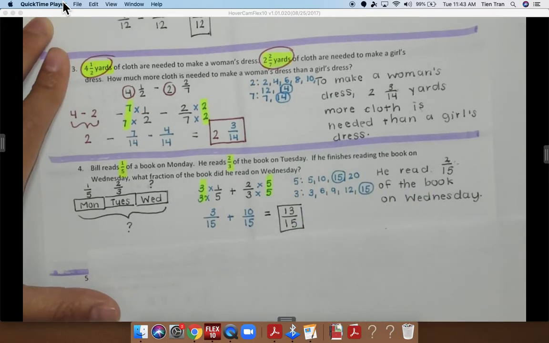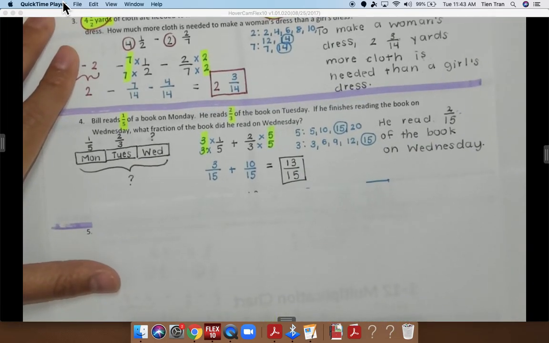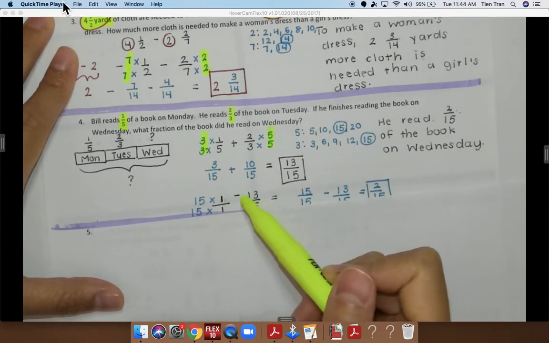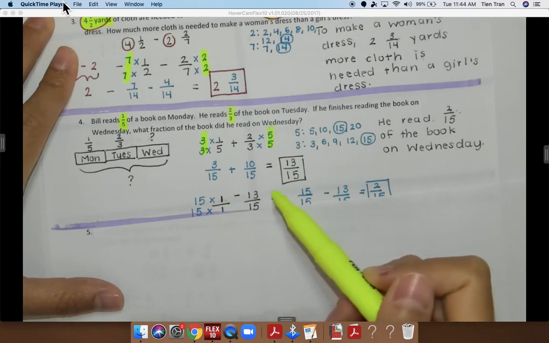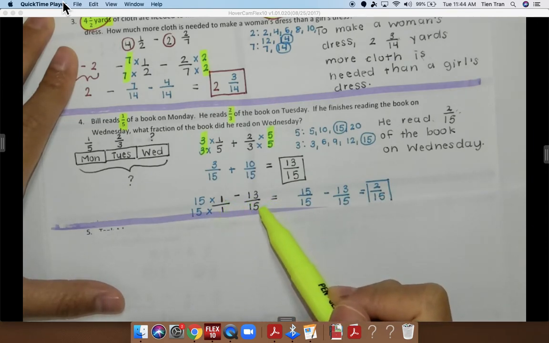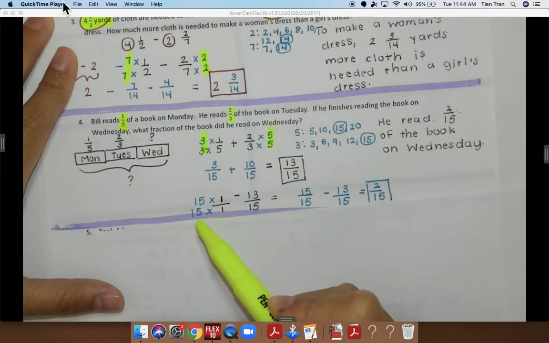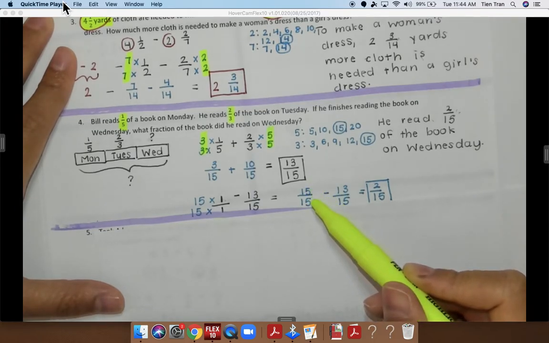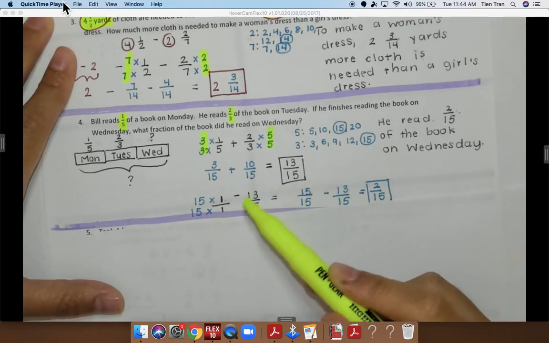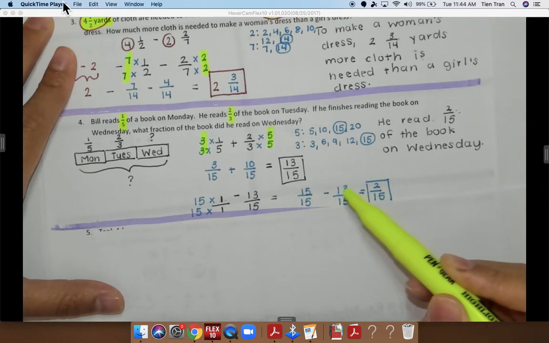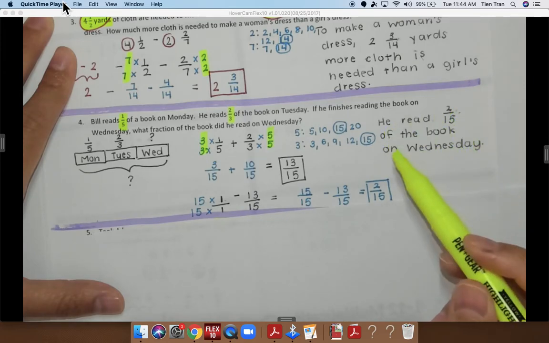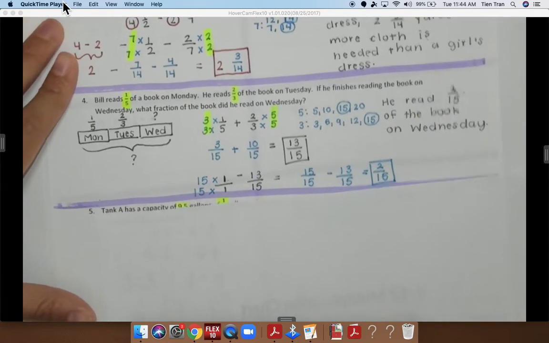So I'm not quite done yet because I need to subtract the entirety of it. So one whole minus 13/15. I need to have the common denominator of 15 and 1, which is 15. So I multiplied 1 times 15, and 1 times 15. 1 times 15 is 15. I subtract 13/15. 15 minus 13 is equal to 2, and my denominator is 15. So he read 2/15 of the book on Wednesday.